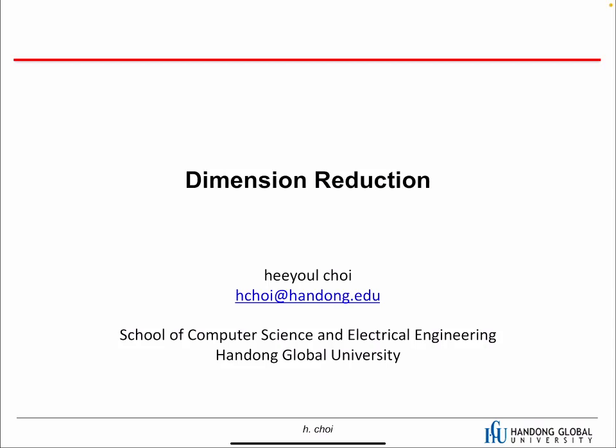In this chapter, we're going to learn dimension reduction. Dimension reduction is one of the unsupervised learning tasks. So without the label, we can reduce the dimensionality of the data set. And in this chapter, we're going to learn why we need dimension reduction and what kind of algorithms we have.